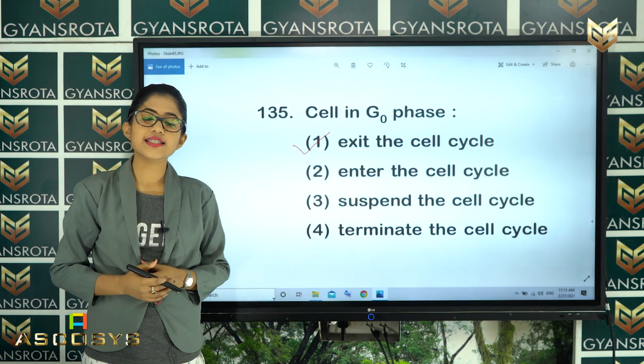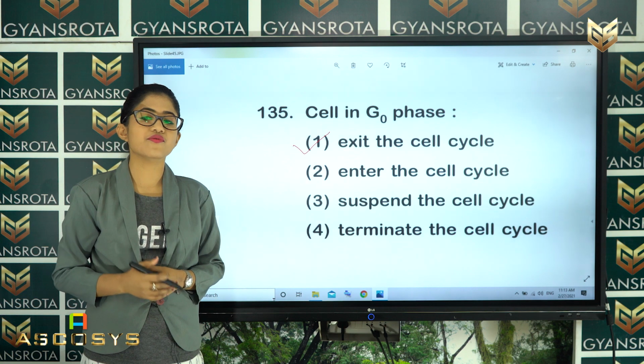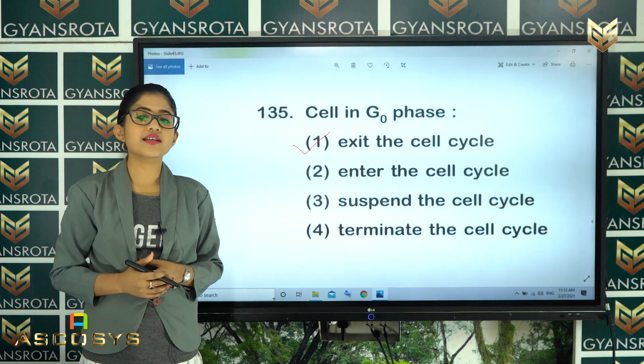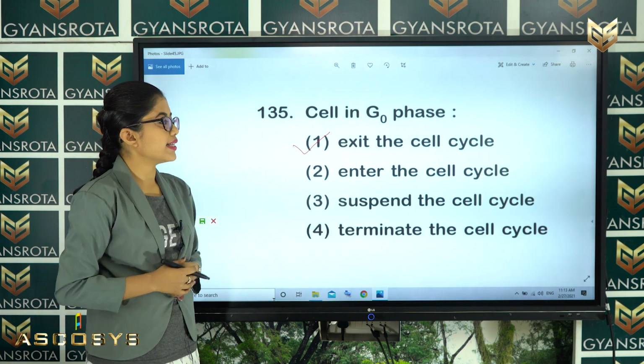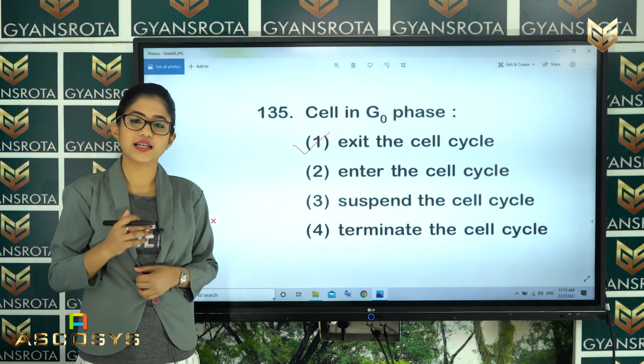This G0 phase is called the quiescent stage, in which the cells do not divide until and unless they are called on to do so. So this option number 1, that is exit the cell cycle, is the correct option.